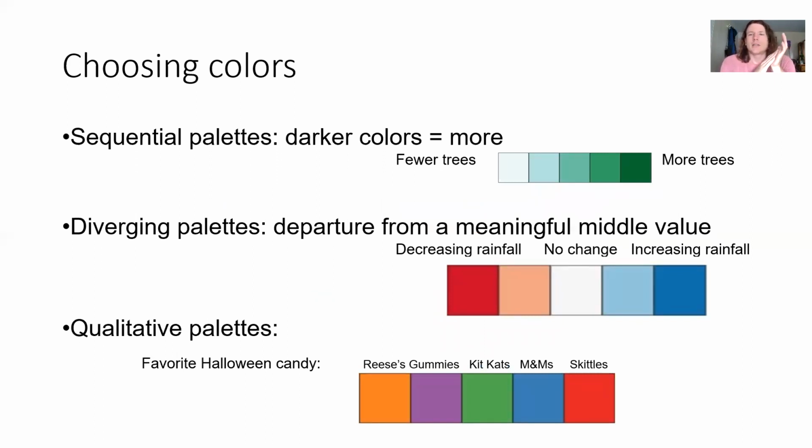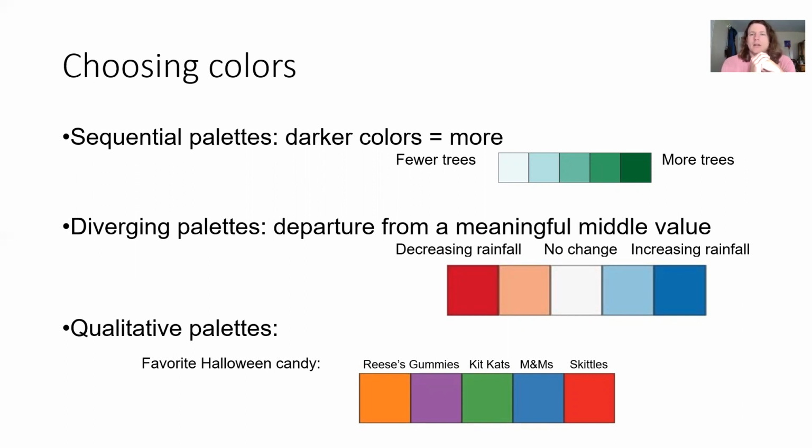So again, just to summarize things a little bit and build on that, a sequential color palette is one where you grade from light to dark within the same color. So you have shades of the same color. So you might use a light value to represent less of something and a dark value to represent more of something.